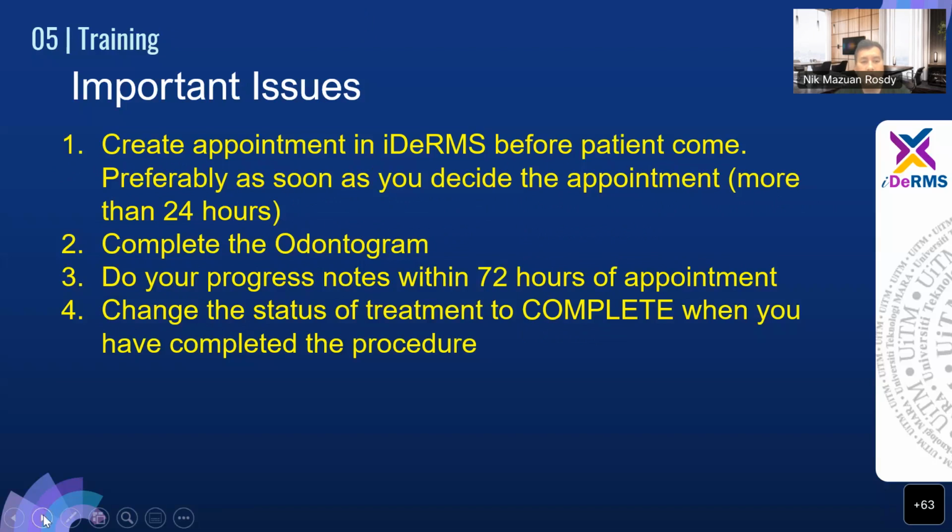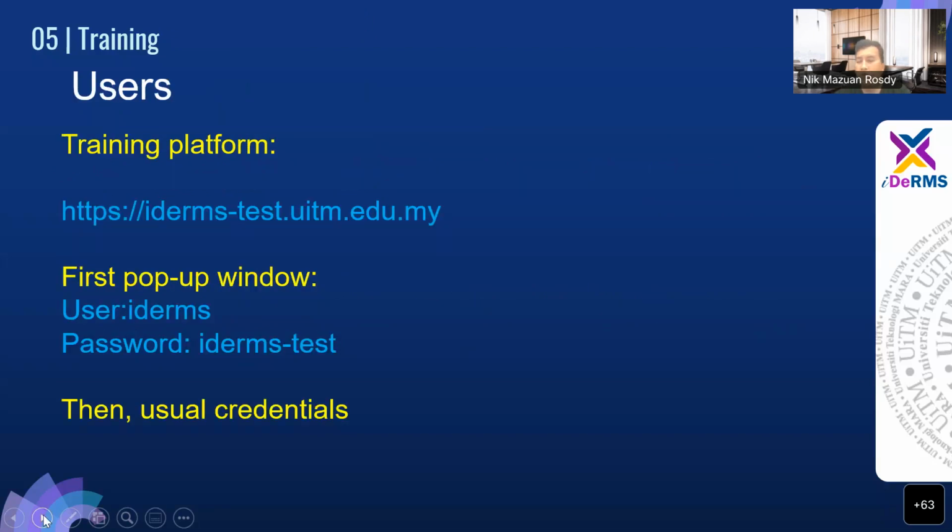Everyone try to log into our training platform using the address on the screen. In the first pop-up window, put the username as items, the password is item test. Then when the login page appears, put your username as your student ID, and the password should be from your student portal, for undergraduate and postgraduate. Try to do that. Cik Fas has put the link in the chat, you can just click on it there.